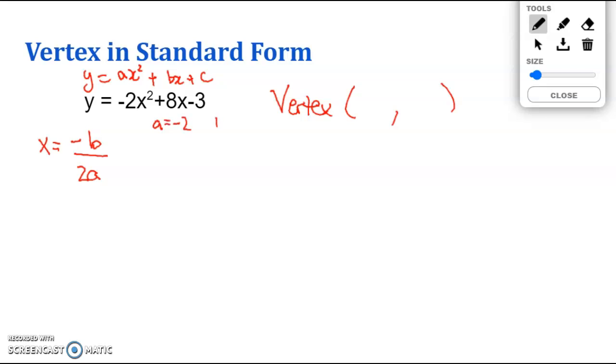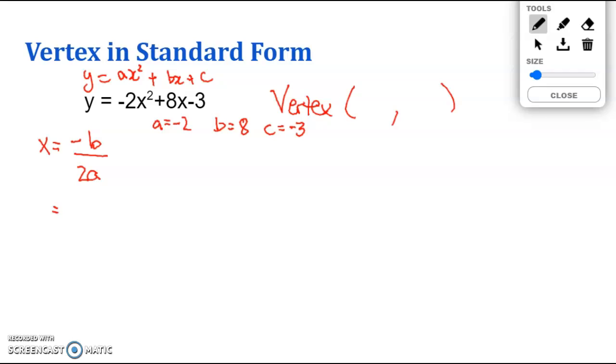What about b? b is equal to, what is the number that is multiplied to x? That's 8. What about c? What is c in this case? c is not 3, but it's actually negative 3. Do not lose that negative sign, because if you lose that negative sign, you're going to have a very different number.